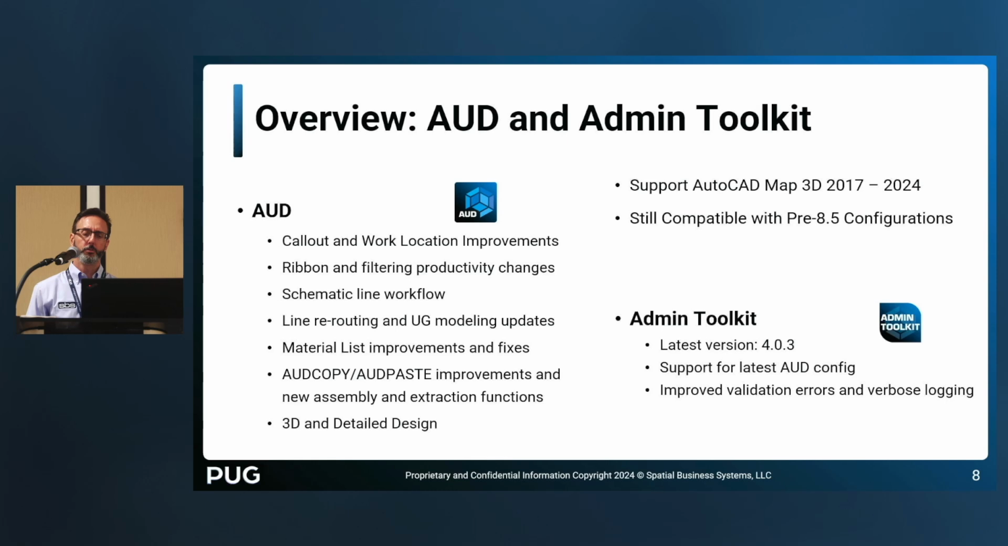So the admin toolkit also got a few updates. It has support for the latest changes to the AUD configuration and some improvements to how validation errors and logging information is put out. So as more and more folks are using the admin toolkit and the template builder to create their configurations, we're looking at making sure that you can get the information back when there's errors or issues in the template builder, to make that easier to troubleshoot issues when those come up.